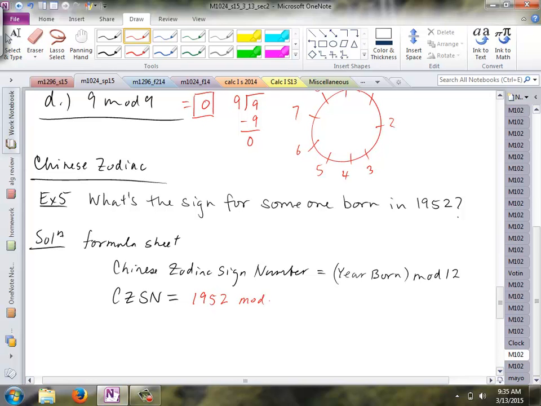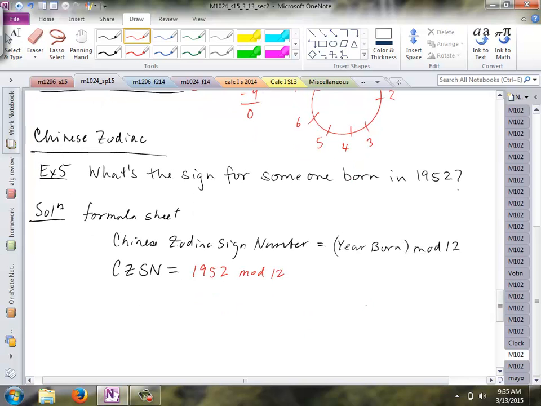And notice that on the formula sheet, if we include the 0, it goes up to 11, but then you have to count the 0. Usually we're counting starting at 1, but if we count the 0, we have 12 signs. So this is mod 12. You have the formula there, but you could come up with your own if you wanted to, using that type of reasoning.